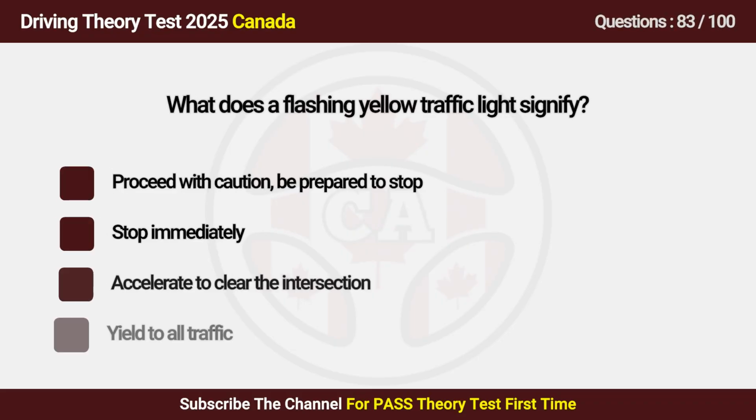Question 83. What does a flashing yellow traffic light signify? A. Proceed with caution, be prepared to stop. B. Stop immediately. C. Accelerate to clear the intersection. D. Yield to all traffic.